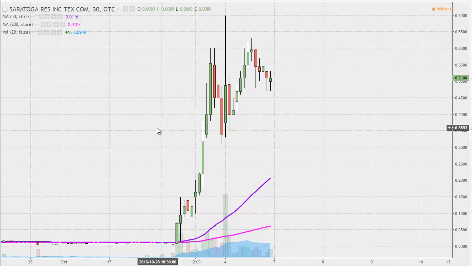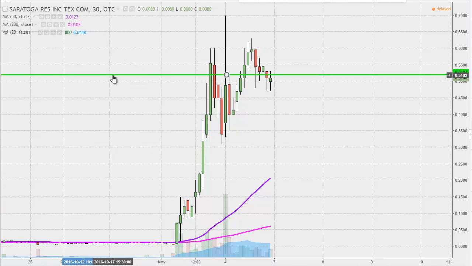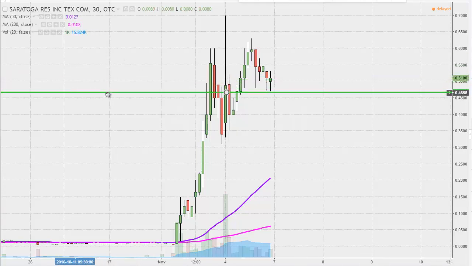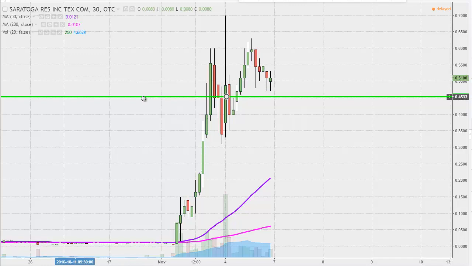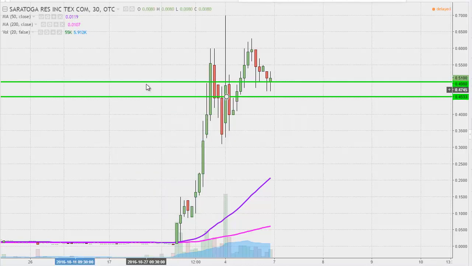So we'll first start by talking about some areas of support. And this initial area of support is what I would call the ideal area. And that level sits right there at, let's just make it easy to remember, 45 cents. Now this is, like I said, ideal. So if the price drops below 45 cents, by no means am I saying everything's ruined or anything like that. But if the price can stay up above 45, then that would make the chart look very, very powerful. But again, by no means is that a must-hold level or anything of that nature.